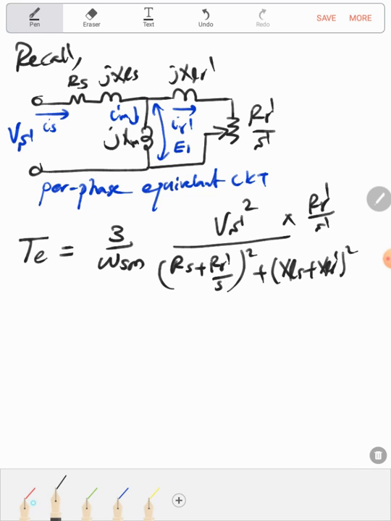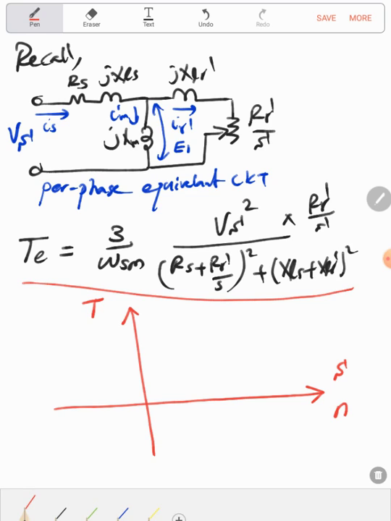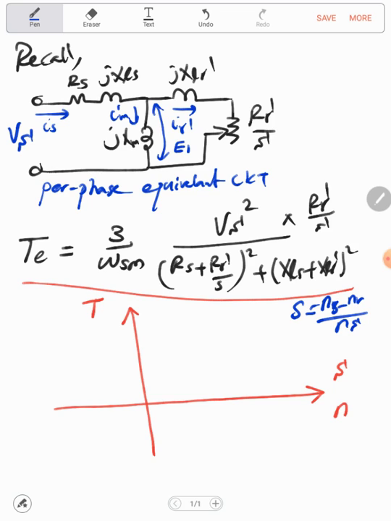Now using this equation, we can plot the torque speed characteristic. Let's assume that this axis is the torque, and here this axis refers to the speed or the slip, and we know that the slip equals NS minus NR over NS. So here let's discuss the following scenario, that NS and NR are in the same direction, but NR is less than NS, or greater than or equal to zero. In this case, the slip is greater than or equal to zero, less than or equal to one.